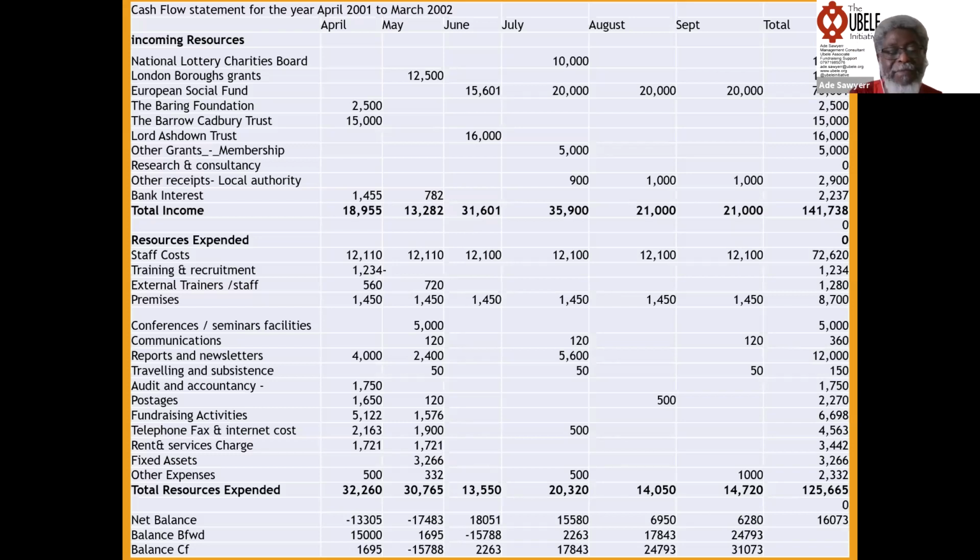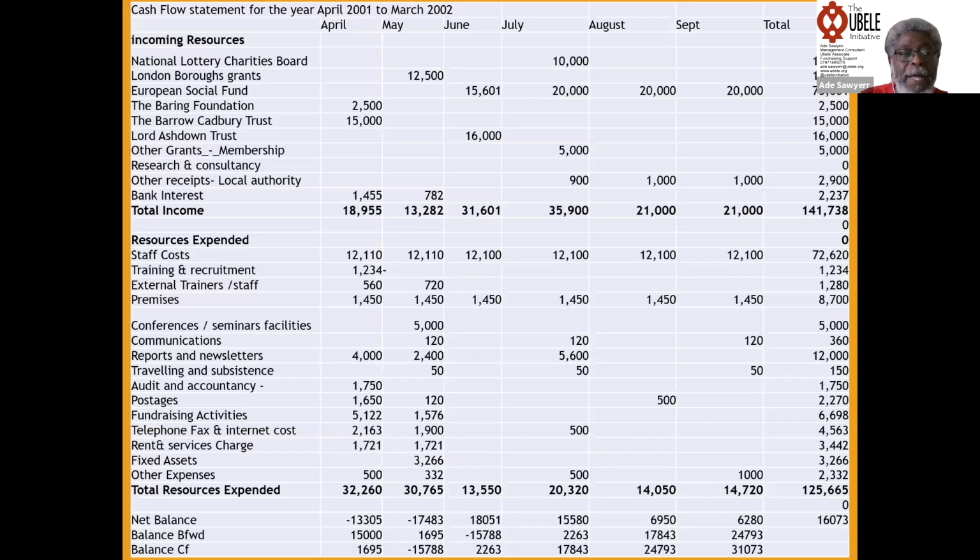But when we look at the cash flow, we realize that in the month of April, we probably spent $32,000, but only $18,000 comes in, which means that we are left with a net balance of $13,000. We are lucky that from the previous year, we brought some money over. So if we take the $13,000 from the $15,000, we are still left with a positive balance of £1,695 at the end of April.